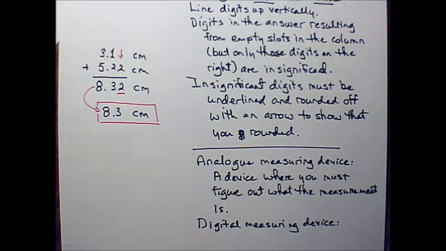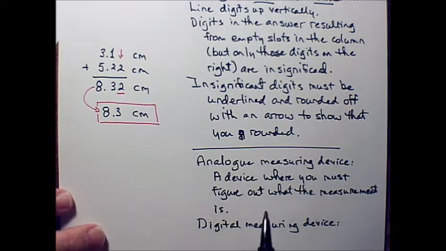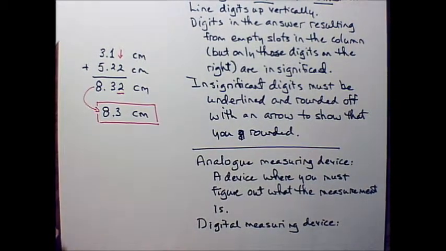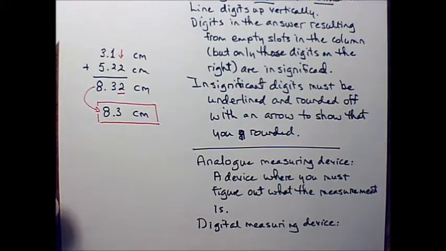Now, a digital device, like the analog device definition, is a little more complex in reality, but I'm going to give you a real simple one for you to use mostly in this class, okay? And a digital device is a device that displays the actual measurement numbers for you, okay?